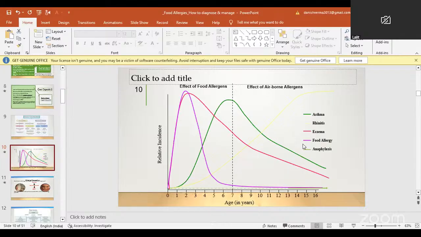What does not settle down is your rhinitis. So rhinitis actually starts peaking here, and this is the yellow line. If you can see, it's very sluggish here, but this is your rhinitis line. And then anaphylaxis is always there. So anaphylaxis, this is the line, this is always there. It can present in infancy, it can present in childhood, and it can also present in adulthood.